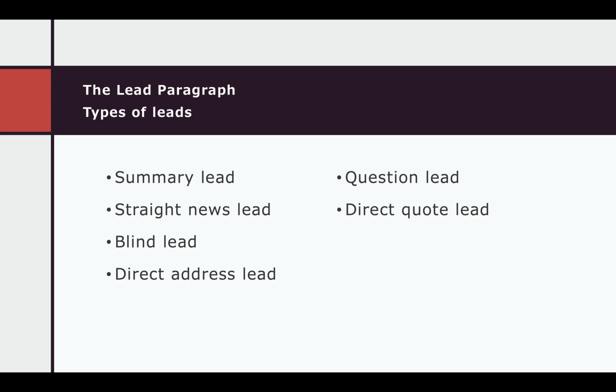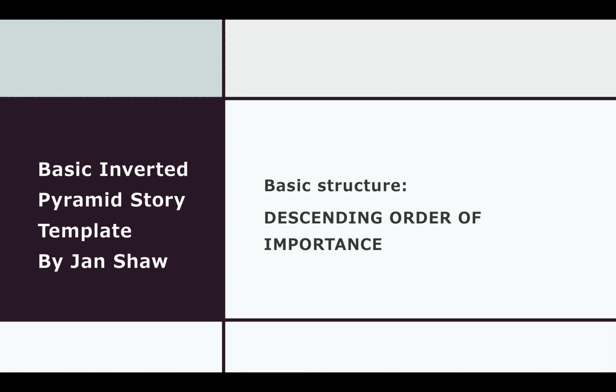There are different kinds of leads. You can look in depth in your book to find out the definitions of all of these kinds of leads. But for the purposes of our writing, focus on summary leads and maybe direct quote leads. Very, very rarely we can use a question lead. But in this case, we're going to be focusing on summarizing the information at the beginning of our story.